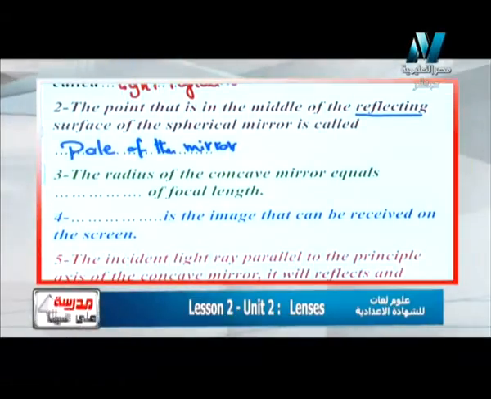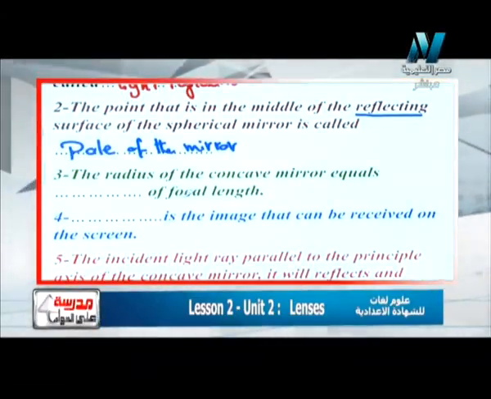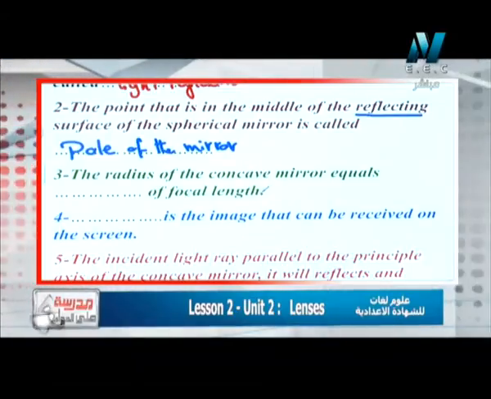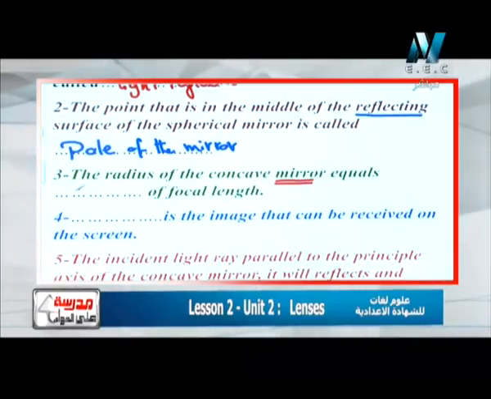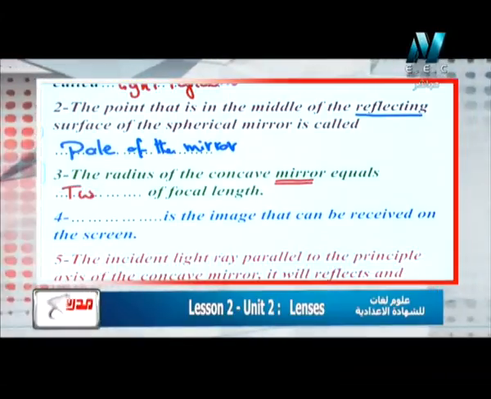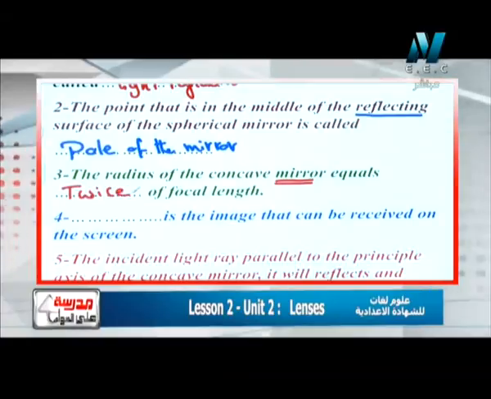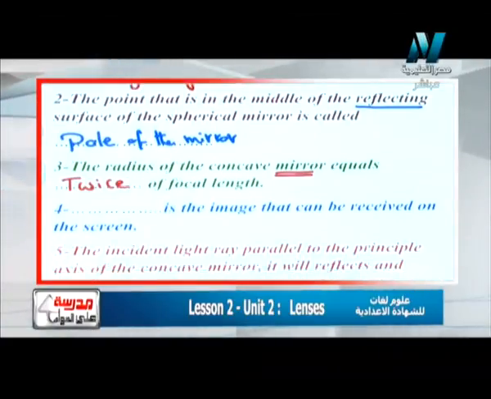Number 3, the radius of a concave mirror is equal to what of the focal length? We know the radius of a concave mirror is equal to twice, or double, the focal length.